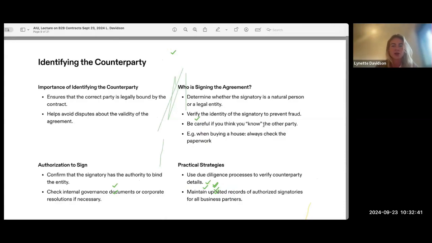So it's really important to put things down in writing, and I cannot repeat this enough, and check who is the counterparty. Is this counterparty authorized to sign? And even if you think you know the other party, is there any proof? Is there any documentation that shows this party is the counterparty and is capable of entering into such an agreement with you?